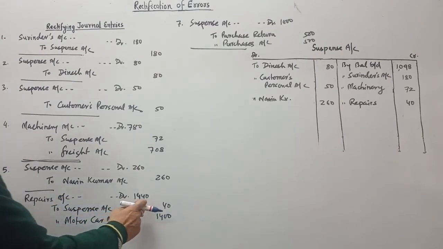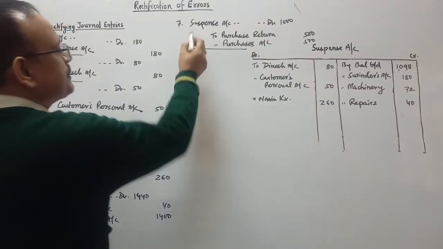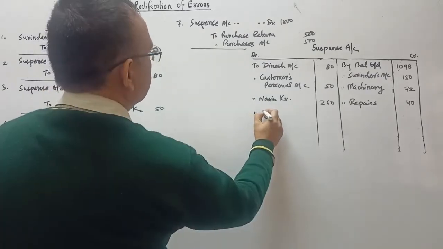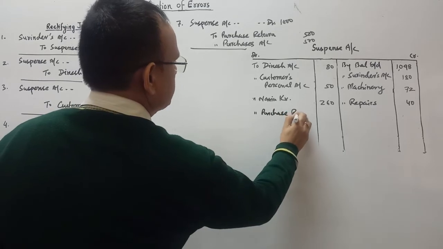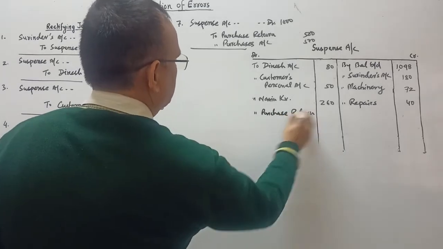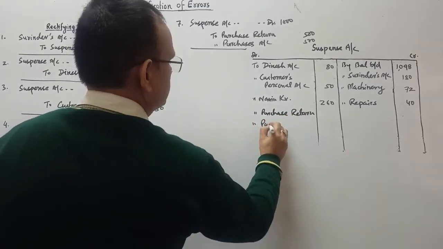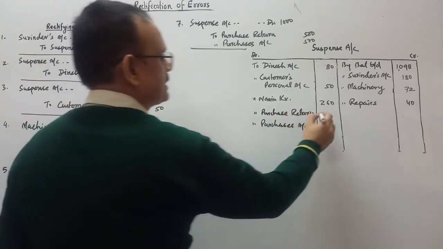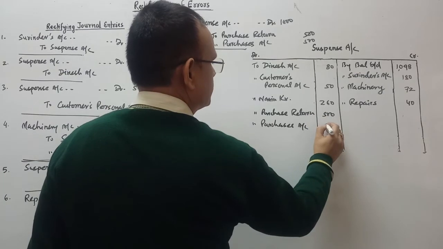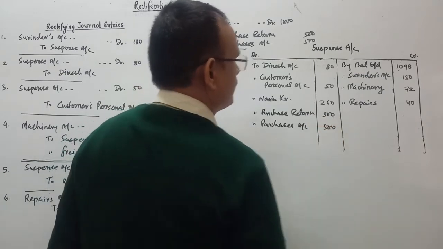Suspense amount is 40. Next is suspense is on debit. So on the debit side we will write to purchase return, to purchase account. So purchase return 500 and purchase account 500.